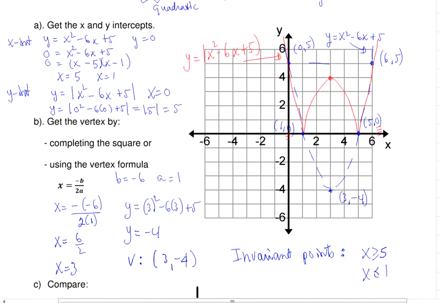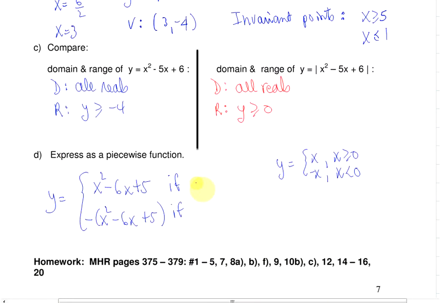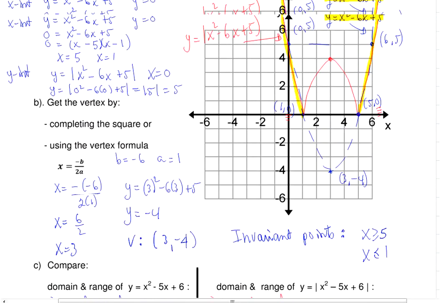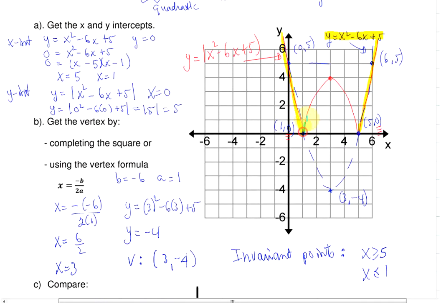All right, so the original part of our graph, that means the part that is y equals x squared minus 6x plus 5. That part is everything to the right of 5, so everything which is greater than or equal to 5. And everything to the left of 1, so everything which is less than or equal to 1. So where x is less than or equal to 1, or x is greater than or equal to 5.